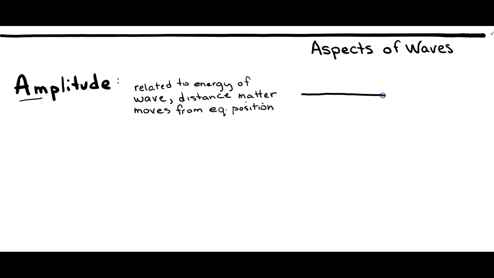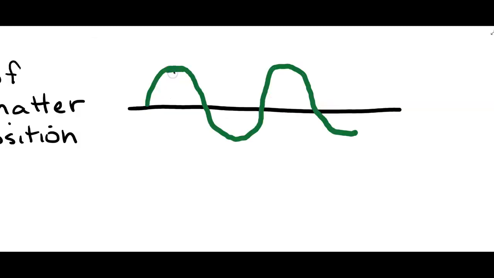So let's look at our equilibrium position, and then we would show amplitude as how high or how low a wave is at any one point relative to the equilibrium position. So the amplitude of this wave is shown here. The displacement from the equilibrium position is amplitude.